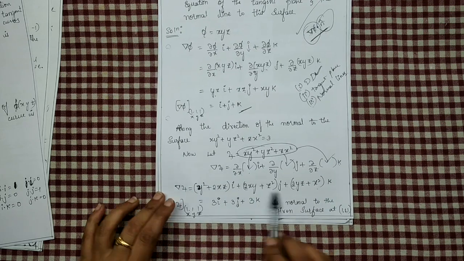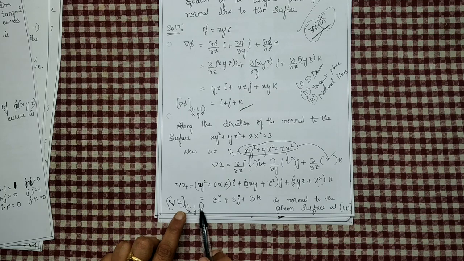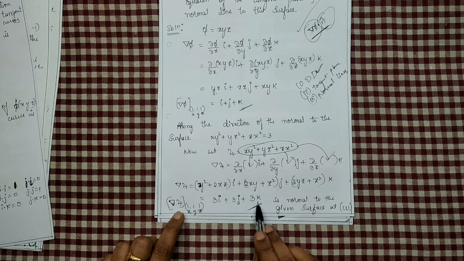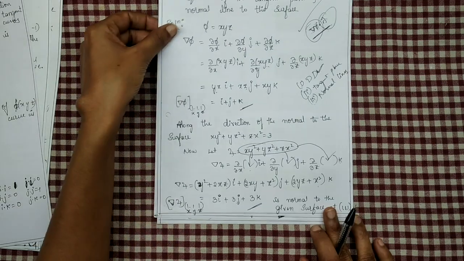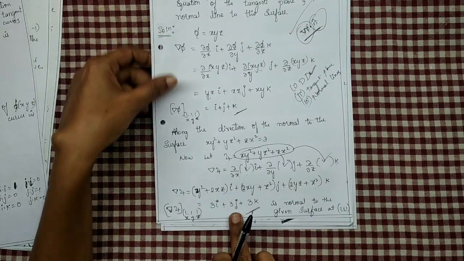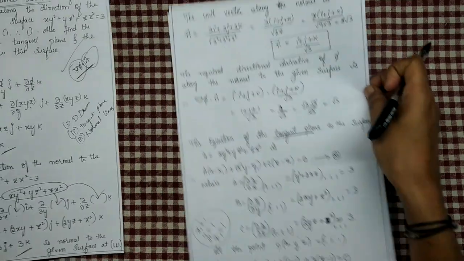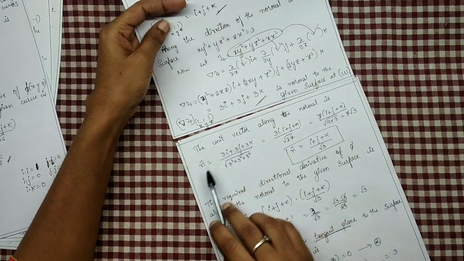Now for this del psi, we have to find this del psi at the given point (1, 1, 1). Let us substitute x is equal to 1, y equal to 1, z is equal to 1. You will get 3i plus 3j plus 3k. This is normal to the given surface. This is normal to the given surface at the given point (1, 1, 1). Now, for this direction, let us find the unit normal vector. What is unit normal vector? Unit normal vector is given by n cap.